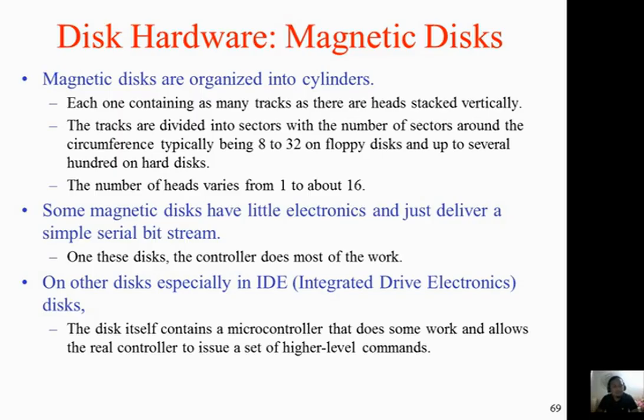Now some of these disks also have a little electronics that is used to deliver simple serial bit streams, and on some of these disks the controller does most of the work, and then on other disks, especially IDE disks, the disk itself will contain a microcontroller that does the work of reading and writing and allows the real controller to issue a set of higher level commands.